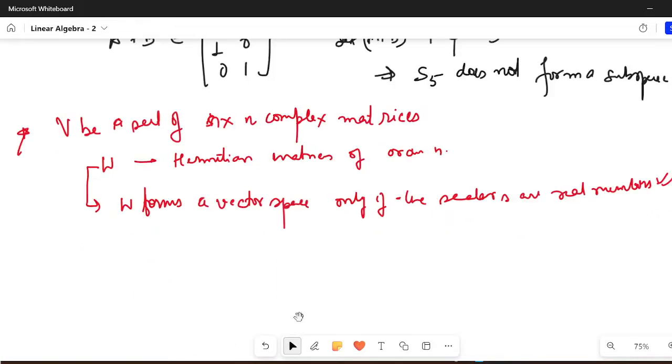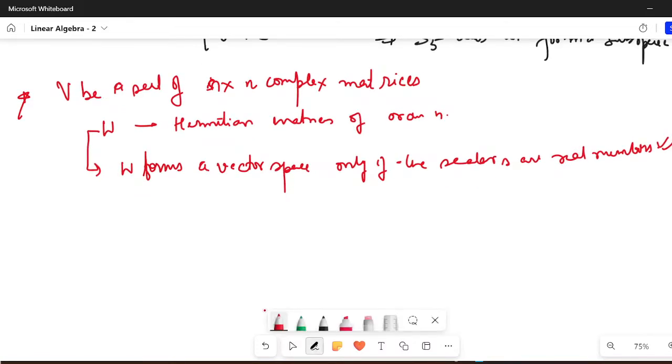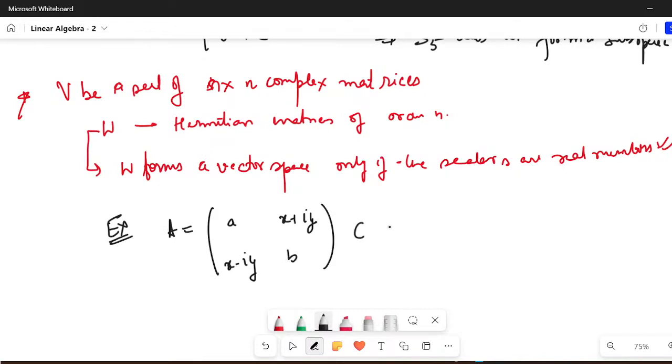Let us take an example and understand that. Let's say A is one of the examples, where A is equal to the matrix with entries x plus iota y and x minus iota y, and you have B. This all belongs to W. Fine. Now if I take alpha from the complex numbers, let's say alpha is equal to iota.